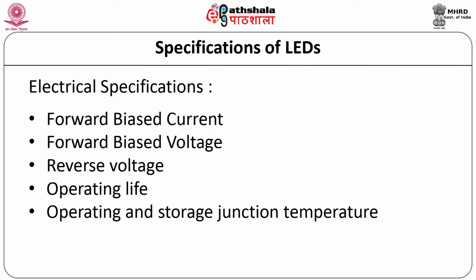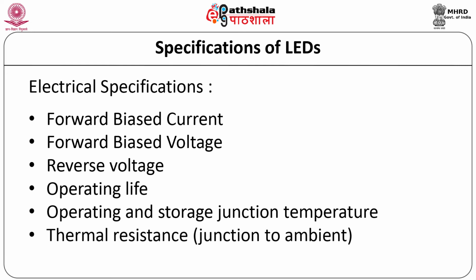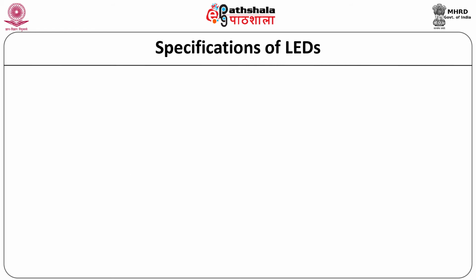Operating and storage junction temperature. Normally, this temperature range is minus 40 degrees centigrade to 60 degrees centigrade. Thermal resistance, that means junction to ambient resistance. One should see that the LED does not get heated too much, otherwise the junction will be permanently damaged. In case of high power LED applications, heat sinks especially need to be used. Let us concentrate on optical specifications.